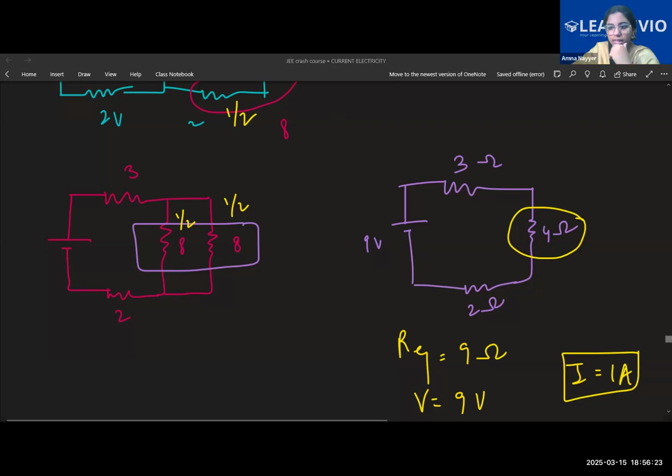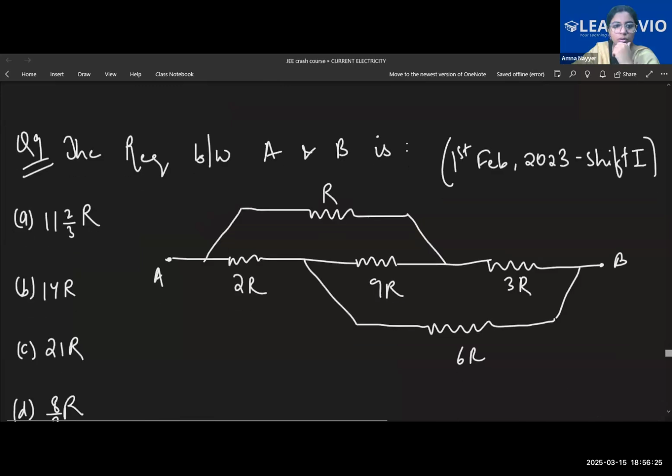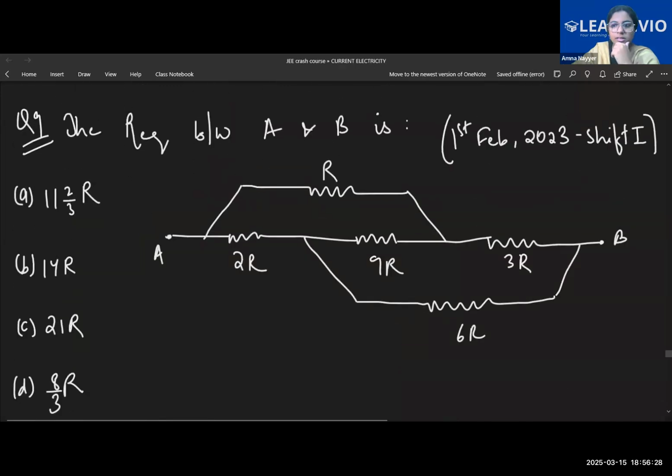Okay, one last question. This is from your 2023, very recent, but the question is fine. The R equivalent between A and B. Look, is the condition of Wheatstone bridge satisfied? Because see, don't look at these trapezium-like figure. This is a Wheatstone bridge if the balancing condition is satisfied.